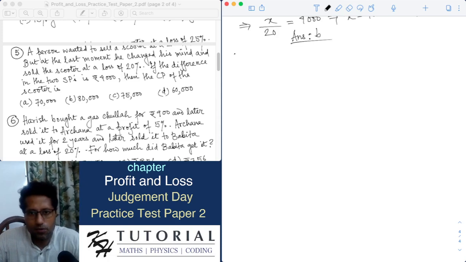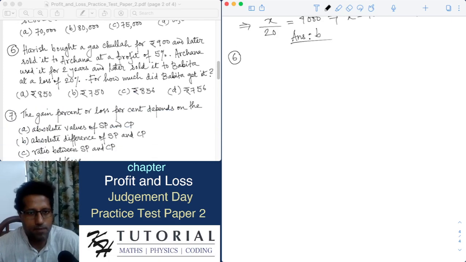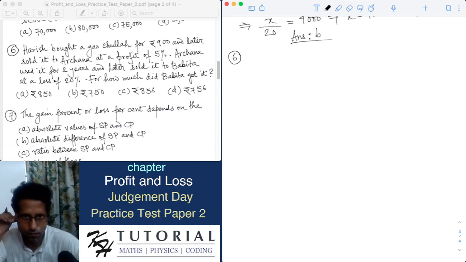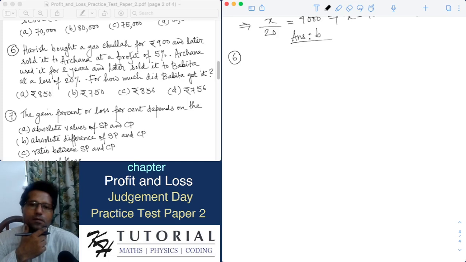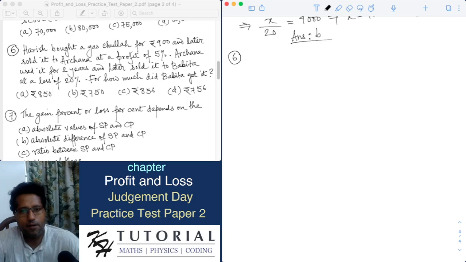Let's do question number 6. Question number 6 says that Harish bought a gas chula for rupees 900 and later sold it to Archana at a profit of 5%. Archana used it for 2 years and later sold it to Babita at a loss of 20%. For how much did Babita get it?